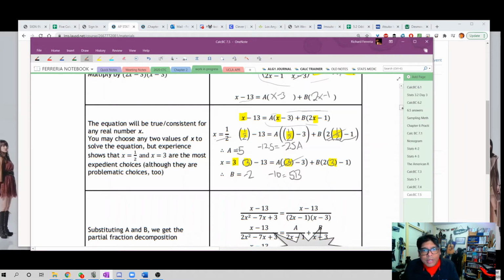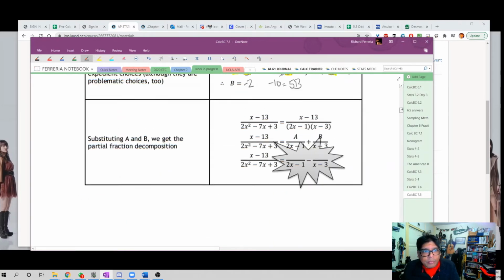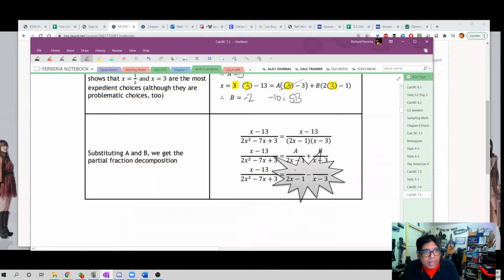Now let's go back to the very beginning here and take a look at this expression. I now have values of A and B that make this expression true. So A is 5 and B is negative 2. This is the partial fraction decomposition. Okay, so 5 and negative 2, and we are off.